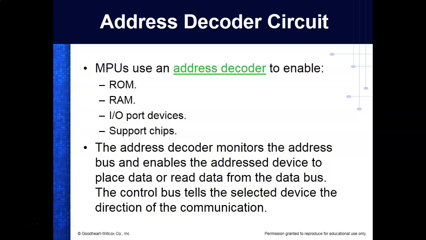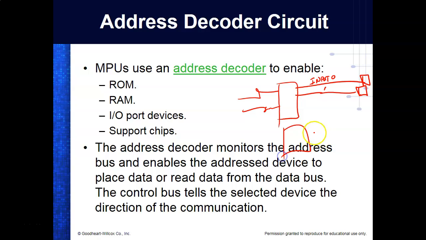MPUs use an address decoder to enable ROM, RAM, I/O devices and support chips. So this address decoder is what we're actually communicating with. Over here, I might have a 16-bit address bus, and then it goes to an address decoder, and out comes a wire that allows me to select input port number 0. Then I'll have another one coming out of the address decoder that allows me to select input port 1, and we have the same thing on the output ports. So that address decoder allows me to address outputs and inputs individually through my application.